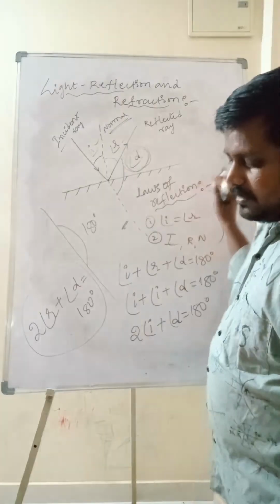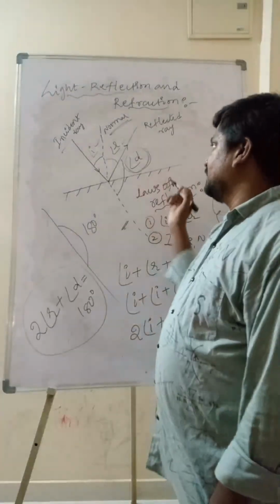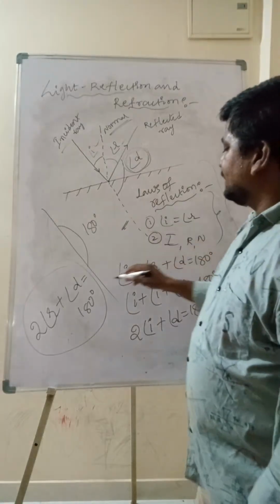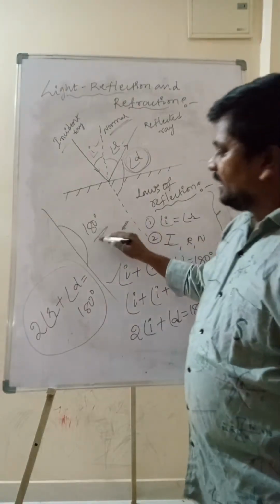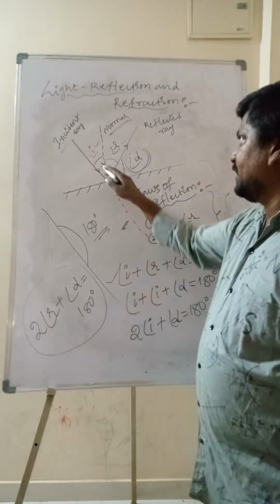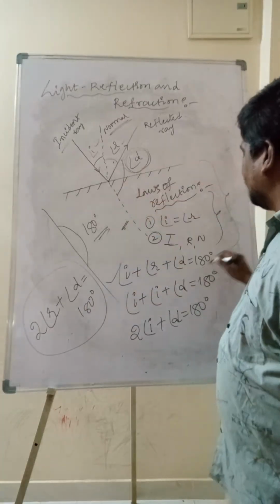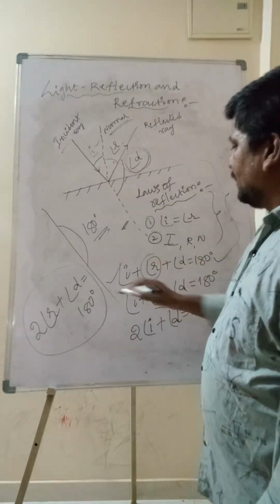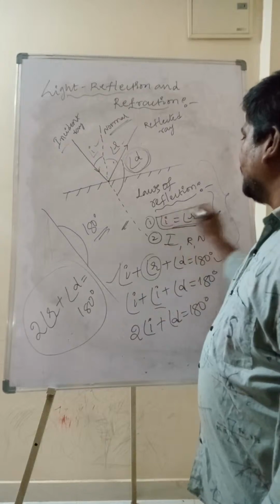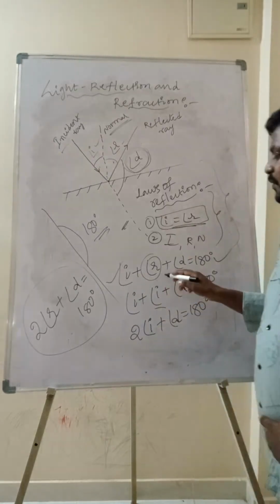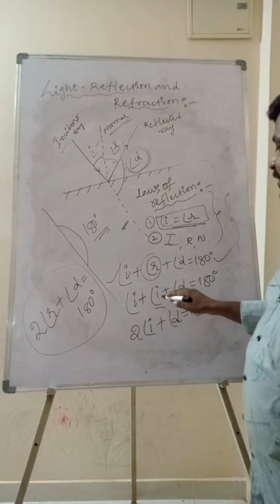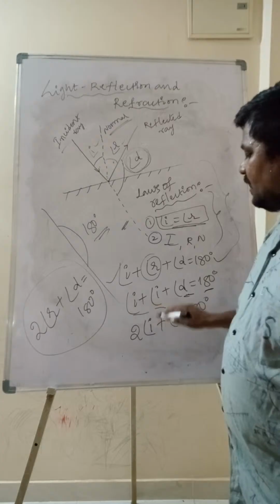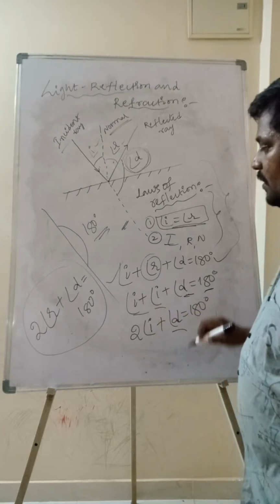So this is about the angle of incidence, angle of reflection and angle of deviation, using the law of reflection. Considering a linear angle of 180 degrees, the angle of incidence plus the angle of reflection plus the angle of deviation equals 180 degrees. The angle of reflection is equal to the angle of incidence. So adding them, angle of incidence plus angle of incidence plus angle of deviation equals 180 degrees. So 2 times the angle of incidence plus the angle of deviation equals 180 degrees.